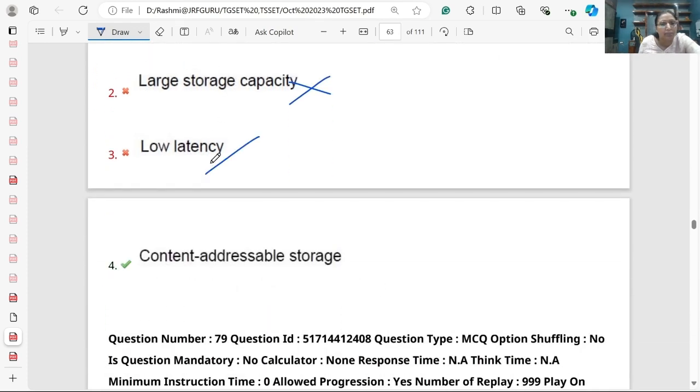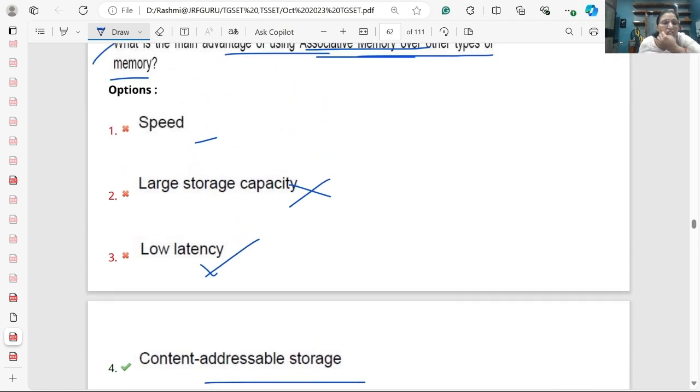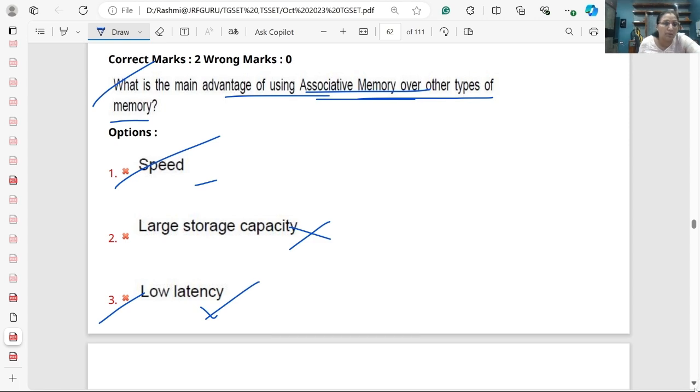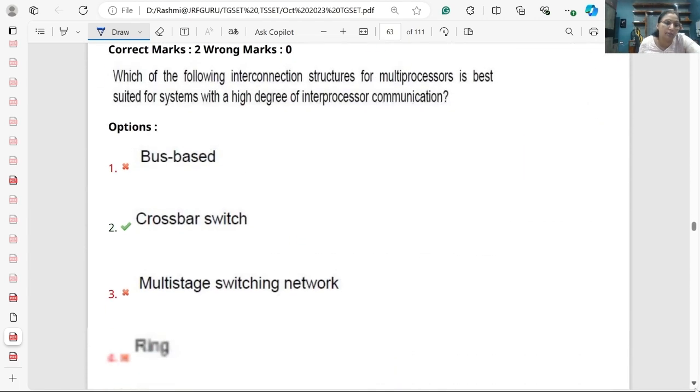Low latency for the particular page that is available, but yes, it also provides the content addressable storage. We can easily search now, so that's why it can increase the speed and reduce the latency time, because it provides the content addressable memory. It is a content addressable memory.